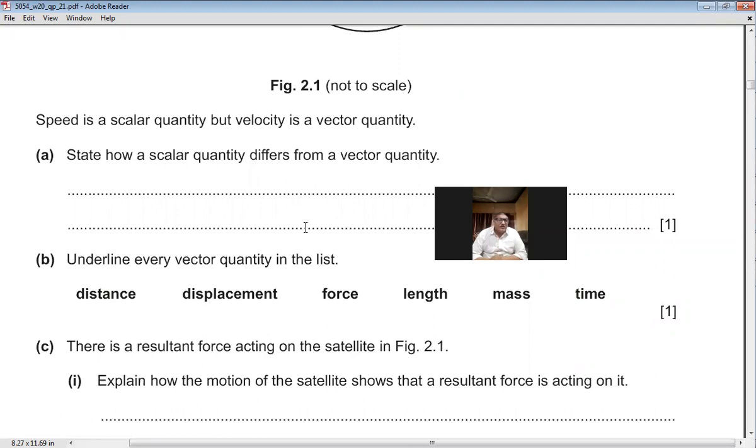The next question is: underline every vector quantity in the list. Here we have distance. Distance is a scalar. Displacement is a vector. Then I have force. Force is a vector. Length is a scalar. Mass is a scalar. And time is also a scalar. So only two quantities are vectors. You can underline them: displacement and force.